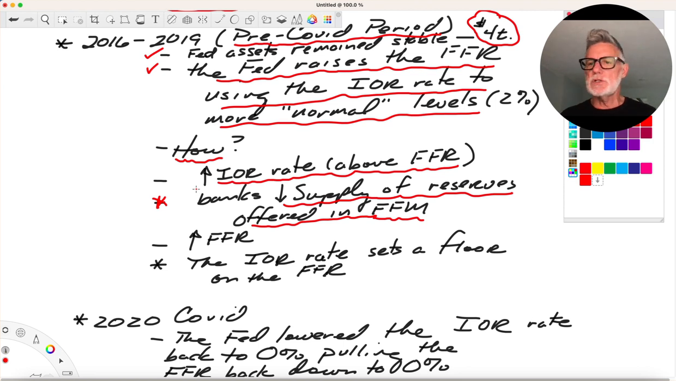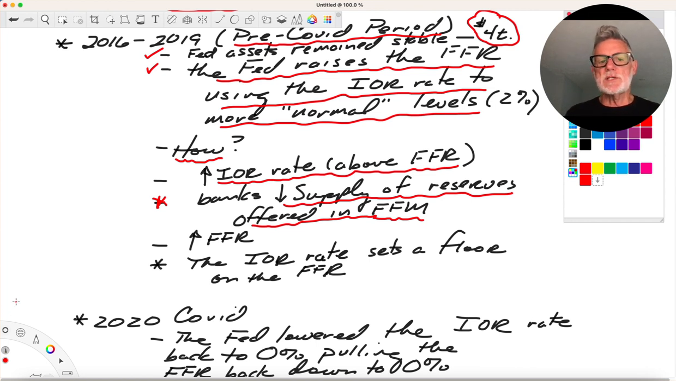Now this doesn't alter the total amount of reserves. The total amount of reserves in the banking system is determined by open market operations, and let's say that's around $4 trillion at the beginning of this period. But it's how those reserves are being used. Are banks loaning them to each other, or are banks simply parking them in an account with the Fed? That's the question. If you raise the IOR rate, that encourages banks to park their funds in these Fed accounts and not loan them to each other.